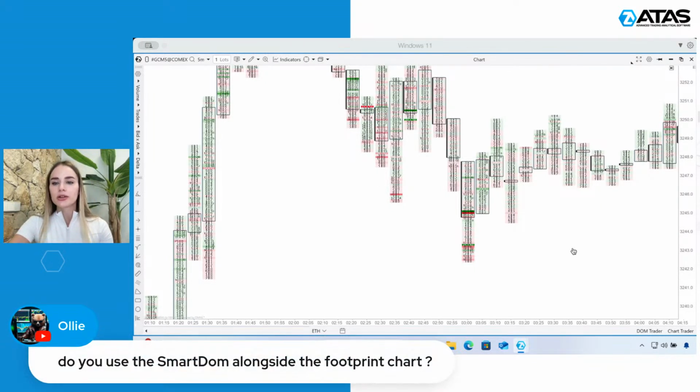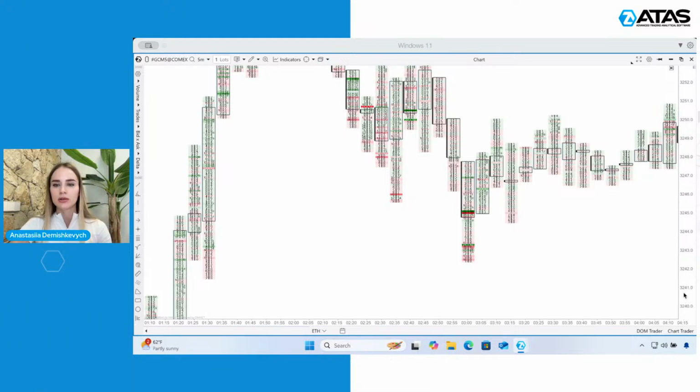Do I use a smart DOM? I use a smart DOM much less. It is rarely when I use a smart DOM. I prefer my footprint charts. But the explanation about the smart DOM was in the previous webinar, which you can also access online, but I prefer the footprint charts for my personal taste.